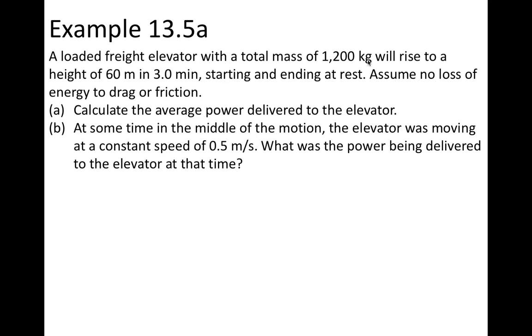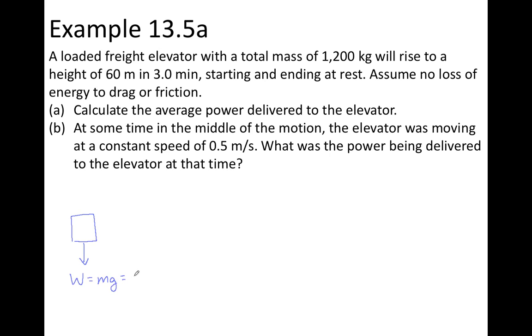Okay. In this example, we have a loaded freight elevator with a total mass of 1,200 kilograms, and it's going to rise to a height of 60 meters over the course of 3 minutes, and it starts and it ends at rest. If we assume there is no loss of energy due to drag or friction, part A wants us to find the average power delivered to the elevator. So if we think about the forces acting on the elevator, there's going to be the elevator's weight that acts down, and we can calculate that weight. That weight is m times g.